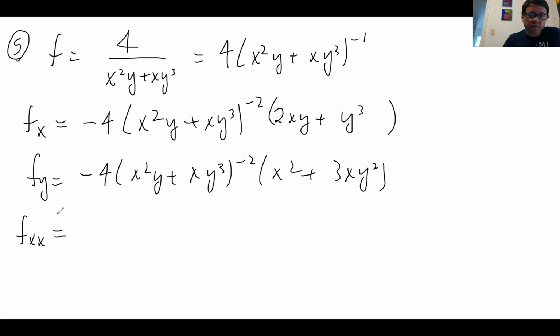For fxx, take the derivative of this. You're going to have a product rule, and you're probably going to have a chain rule. So let me just group them, or just multiply the n by -4.